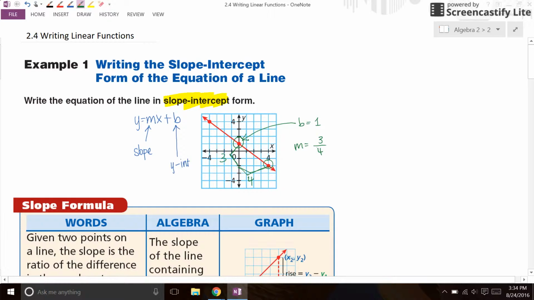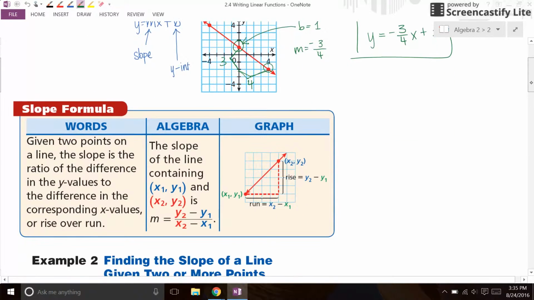Now the only thing I have to worry about is whether it's positive or negative. Remember, as you read a graph from left to right, if it's going uphill, it's positive. But if it's going downhill, it's negative. So I'm going to throw a negative out front. And now I can make my equation. It said write the equation. It didn't just say find those two things. So y equals m, which is negative 3/4, x plus b, which is 1, and you jump up and down. You have now written the equation of a line in slope-intercept form.